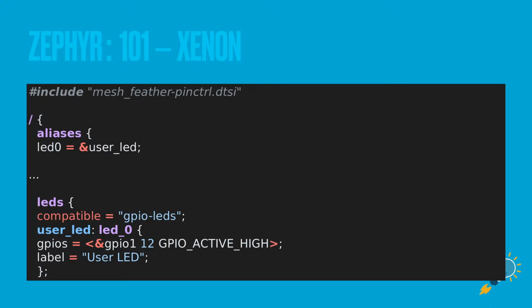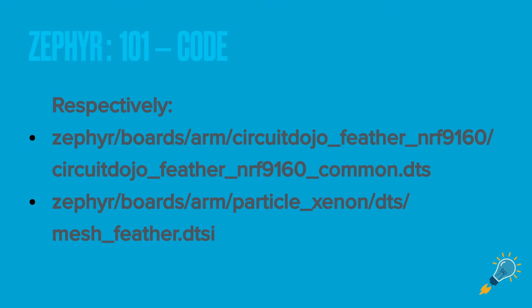So that's nice. And if you ever have to make a change from a board level, you can either change the DTS from the board level, or you can add an overlay. But that is the path for both of those files. If you're curious, you can go right to them.